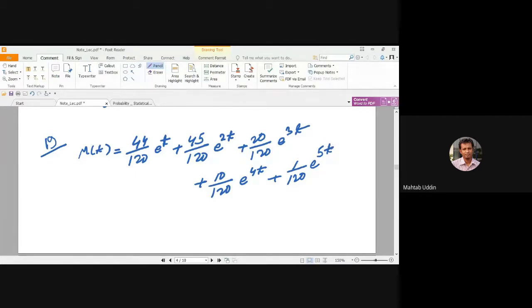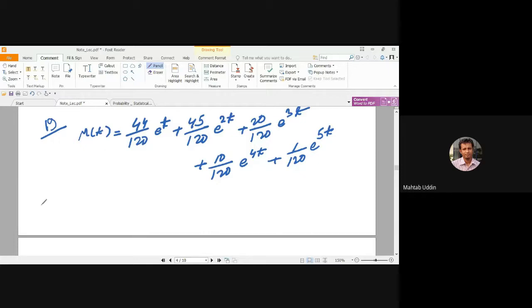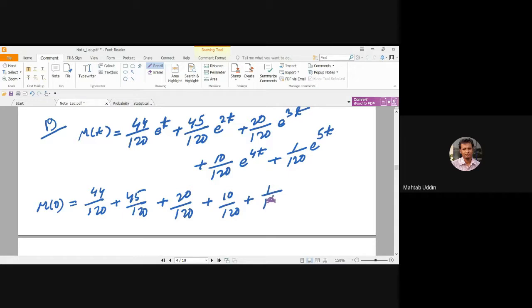First, we have to check whether M(0) is 1 or not. So M(0) is 44 by 120 plus 45 by 120 plus 20 by 120 plus 10 by 120. Let's check whether the total of the numerators is 120 and this is 1. Okay, so it's correct what we have taken.